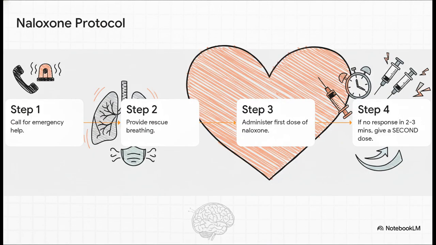So you suspect an overdose. You don't hesitate, you act. First, call for help. Then, support their breathing. Then, give that first dose of naloxone. But pay close attention to step 4, because this is a classic NCLEX test point. If that first dose doesn't work in 2 to 3 minutes, you give a second dose. You do not wait around.